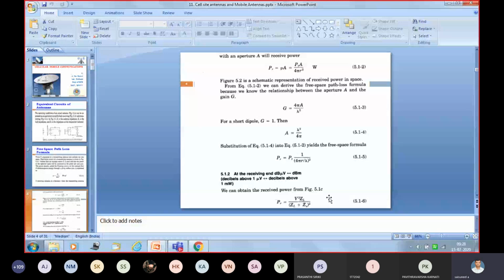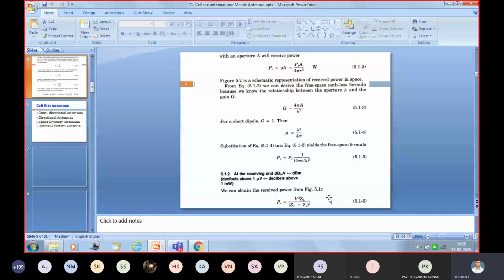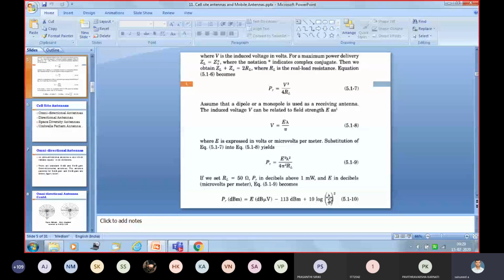Right. Suppose ZL equal to ZA, and which should be RL. Then automatically ZL by ZA equal to 2RL. Based upon this, automatically we are getting PR equal to V square by 4RL. Assume that it is a dipole or monopole, whatever it may be.